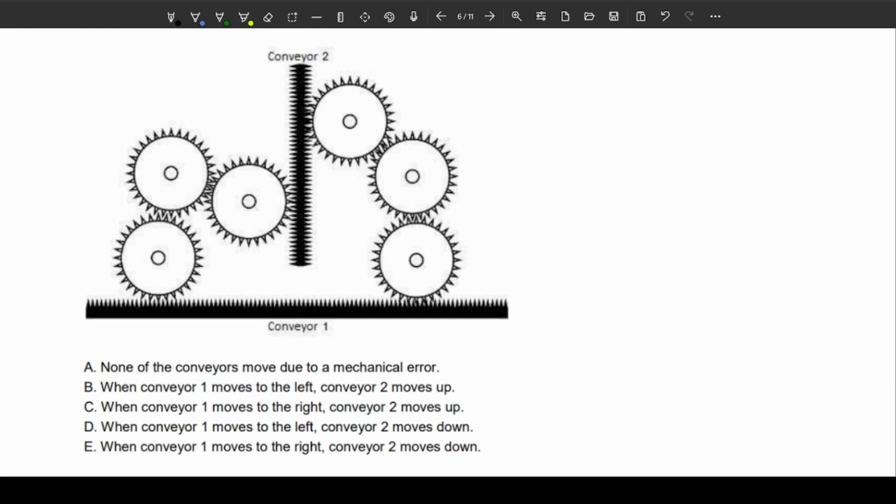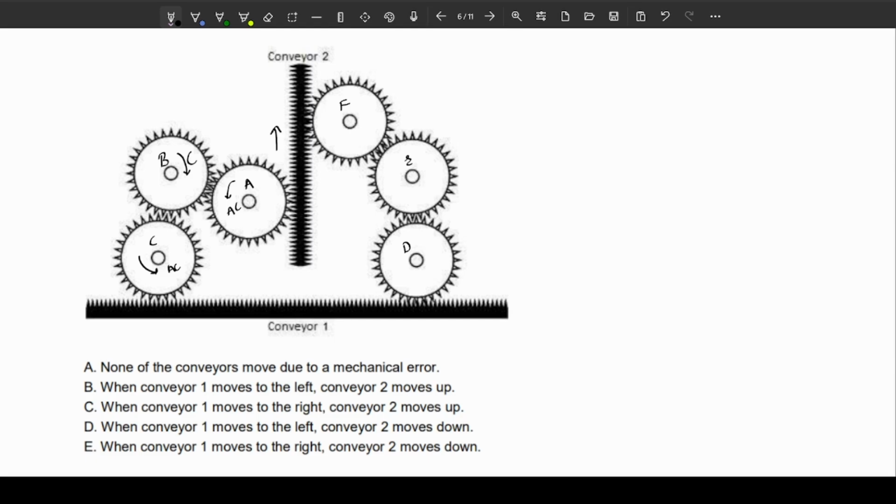Let me name the gears first. Let this be A, this gear be B, C, D, E, F. Now assume B rotates in a clockwise direction. Since B rotates in a clockwise direction and it is in contact with gear A, A rotates in an anti-clockwise direction. Okay, and C, since it's in direct contact with B, even it rotates opposite, hence it rotates in an anti-clockwise direction.